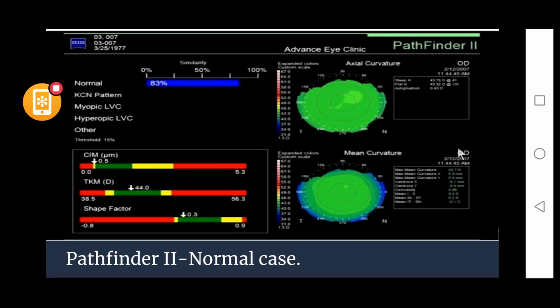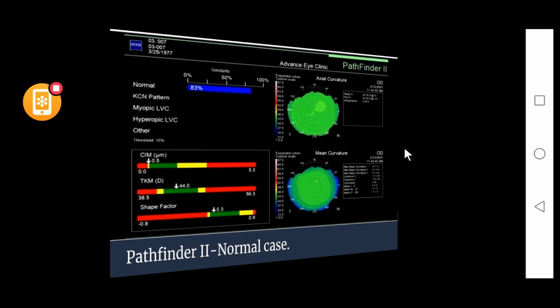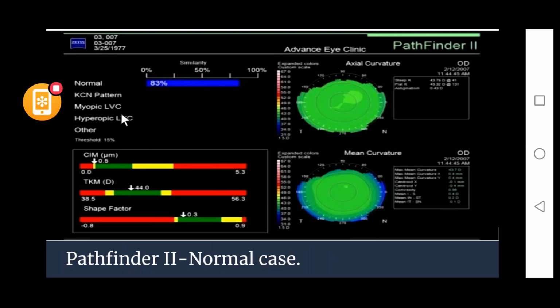Okay, so let's have a look at Pathfinder 2 of a normal cornea. Now, as I was telling you, 9 things are mentioned. So the superior inferior, the superior nasal, inferior temporal, right? All those values are used in this Pathfinder map, and the other values are used over here. As I showed you in the chart initially, in which the values were mentioned as negative, in the red, in the yellow, and in the green side. So a similar thing happens over here.